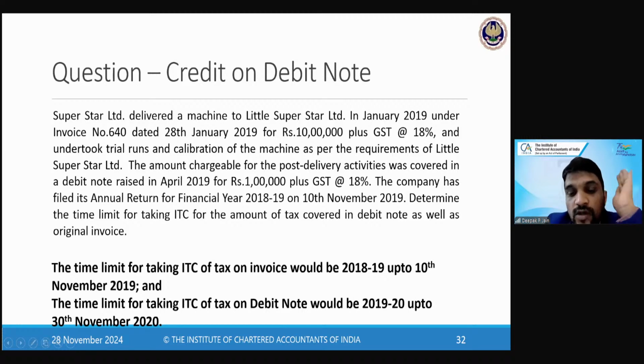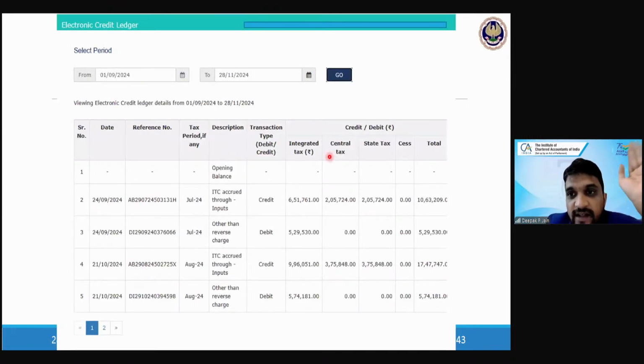Okay. Understood the portal view also. Did you get any clarity now from the portal view? Very good.